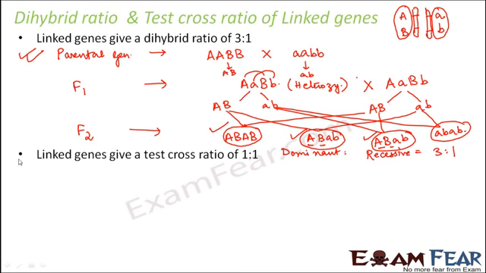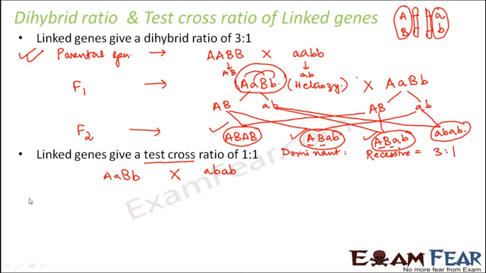Now similarly, let us try to perform a test cross. What is a test cross? A test cross is nothing but a cross between a heterozygous and a homozygous recessive. What is heterozygous? Heterozygous would be something like what we got in the F1 generation, AaBb. So we take a heterozygous and then we cross it with a homozygous recessive. Homozygous recessive would be something like this, aabb.